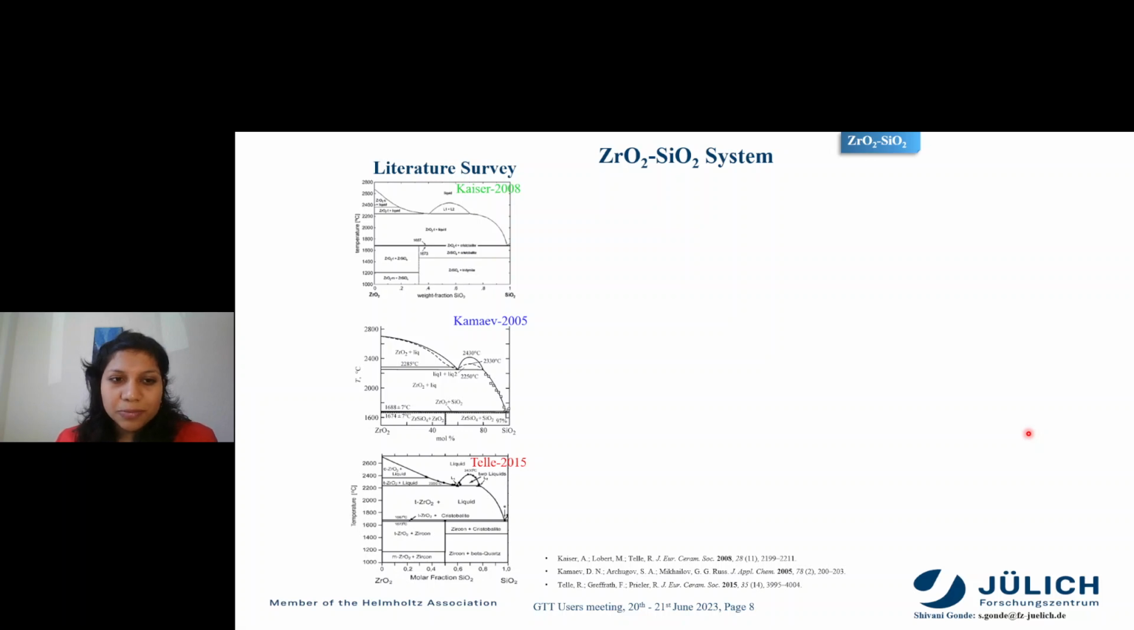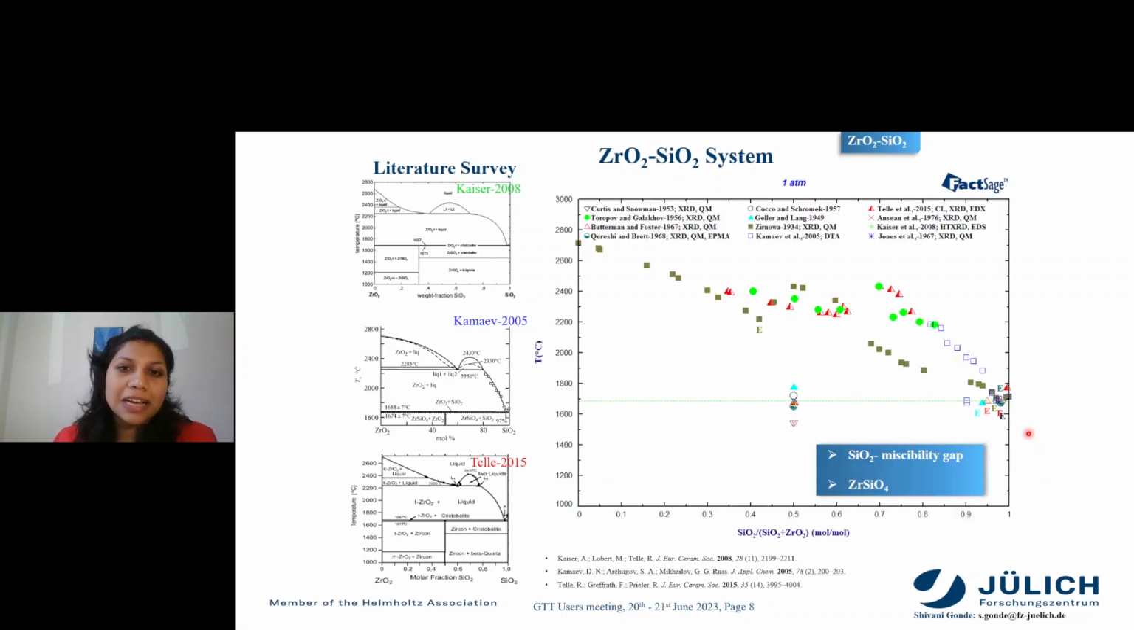This system has been studied extensively in the past, and here is the summarized picture of all the experimental data available for this system. So there are two important things in the system. Because of the presence of silica, we expect a miscibility gap in this region, and there is a eutectic point near the silica end. Also, there is a 1:1 compound with temperatures from 1500 to 1800 degrees.